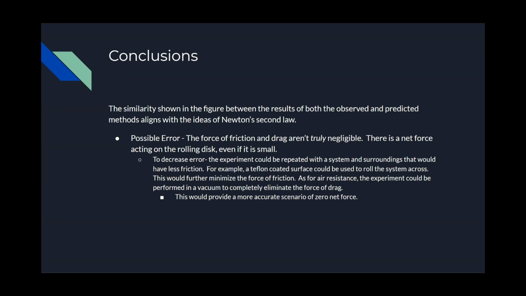To decrease this error, the experiment could be repeated with a system and surroundings that would have less friction. For example, we could use a Teflon-coated surface to roll the system across, which would minimize the force of friction. And as for the air resistance, the experiment could be performed in a vacuum to completely eliminate the force of drag, and this would overall provide a more accurate scenario of zero net force.